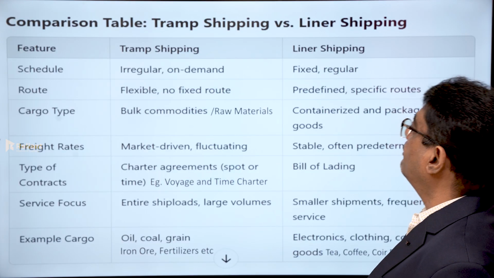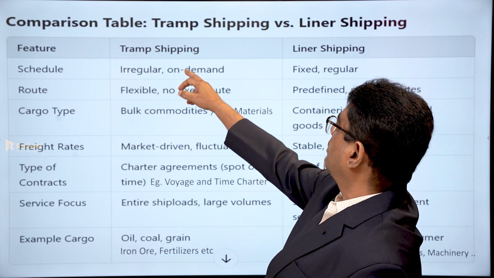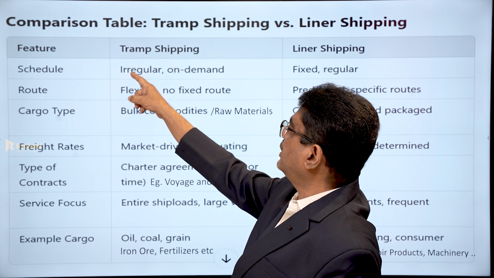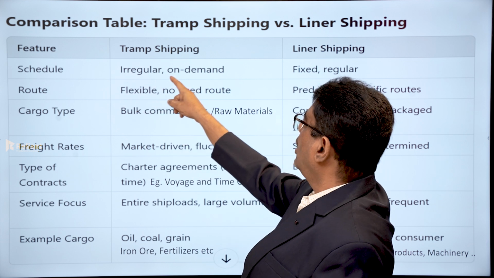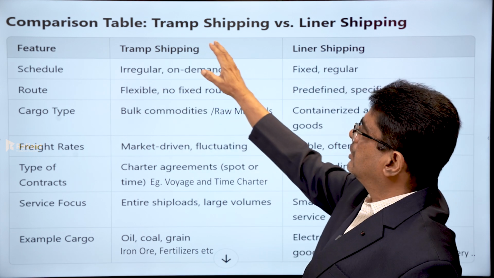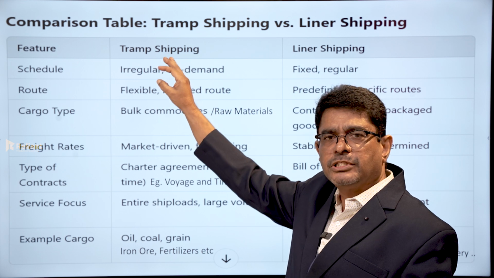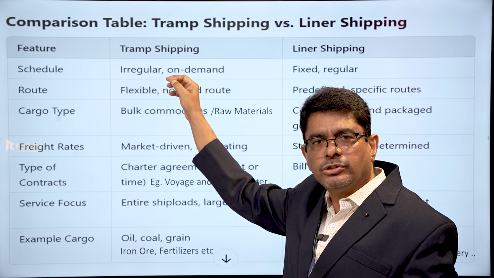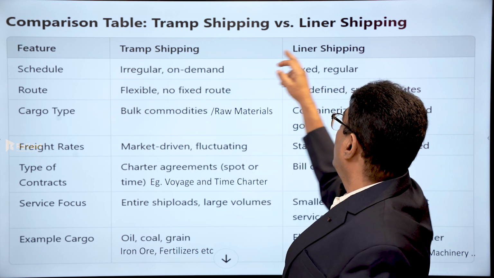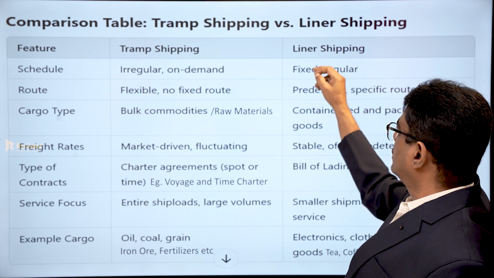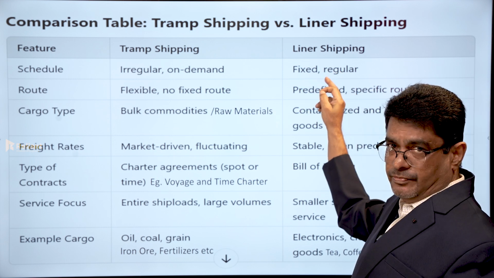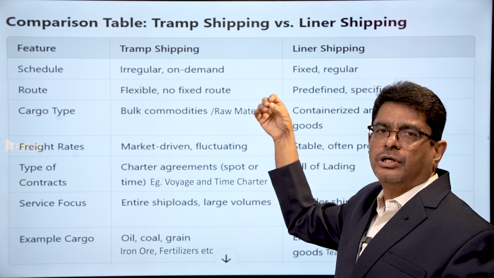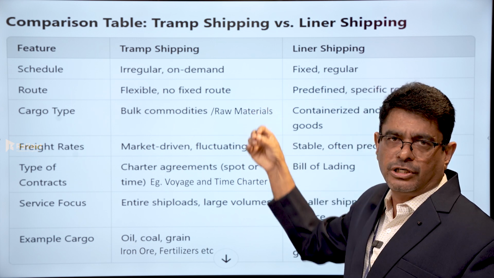So we'll just have a comparison table between tramp shipping and liner shipping. In the case of tramp shipping, the schedule is irregular and on demand. That means the schedule is not fixed. It all depends upon the availability of the cargo, and the ships serve according to the demand. While in the case of liner shipping, the schedule is fixed and regular. The service cannot be changed according to the change in the pattern of trade.